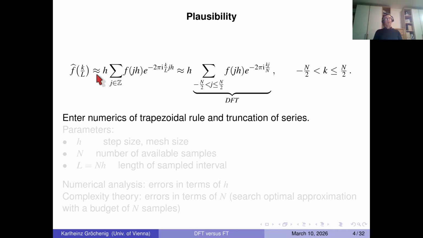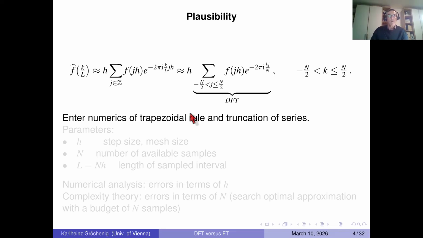The first approximation is basically numerical integration. So if you want to estimate the error, you use the trapezoidal rule and its error estimation. The second approximation is the truncation of an infinite series by means of a partial sum. So the question is, how fast does the partial sum converge to the infinite series? And that basically depends on the decay of the coefficients. So we'll see that decay properties will come in.